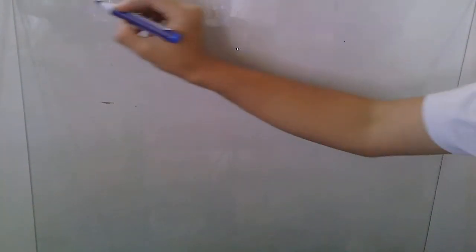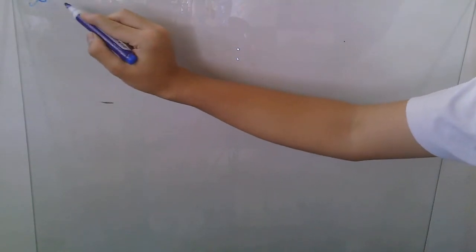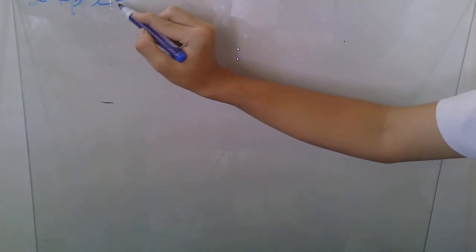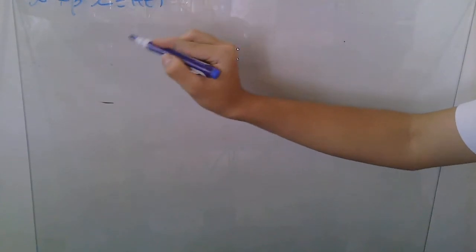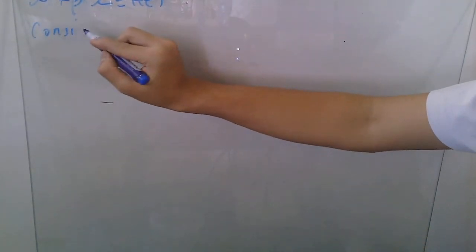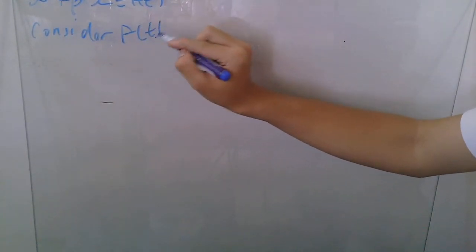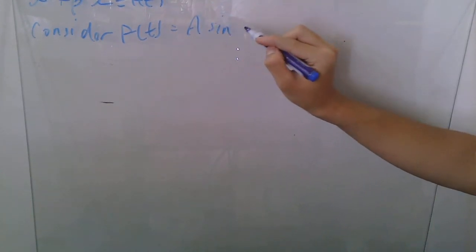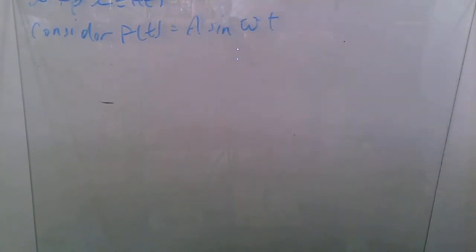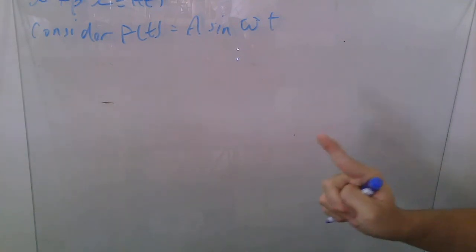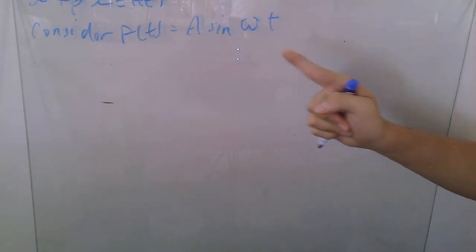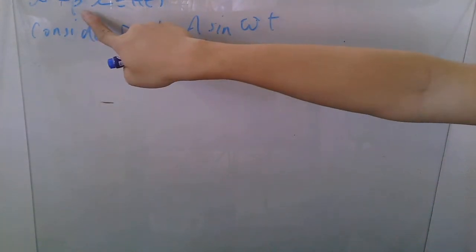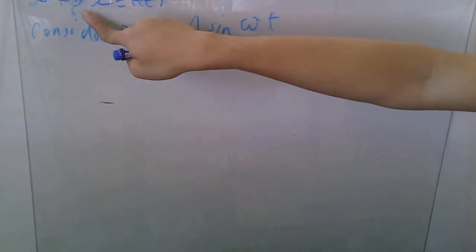So I'm just going to rewrite that, plus beta squared x equals f of t. And let's consider f of t equals a sine omega t. This is not w, this is omega. Okay, let's assume that. Now, in this case, I must state that omega is not equal to beta. It's an important thing to state.